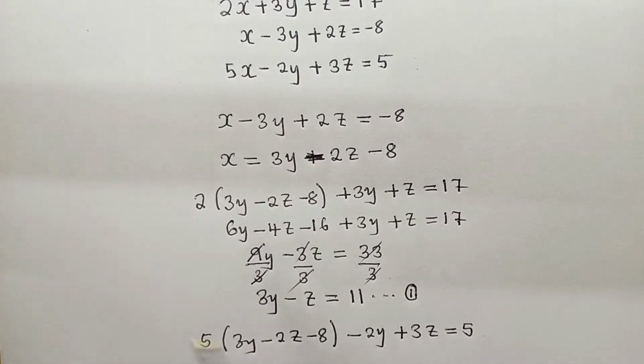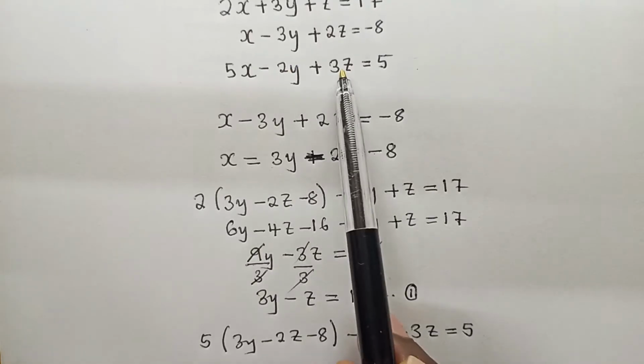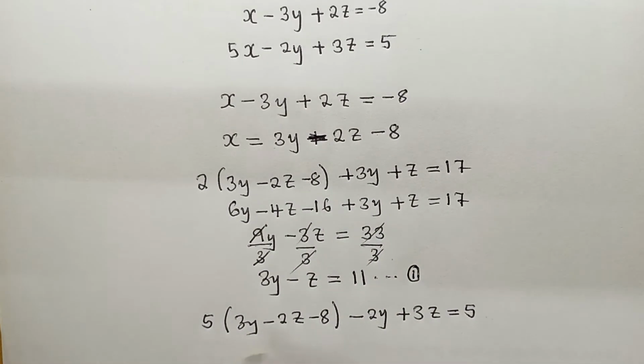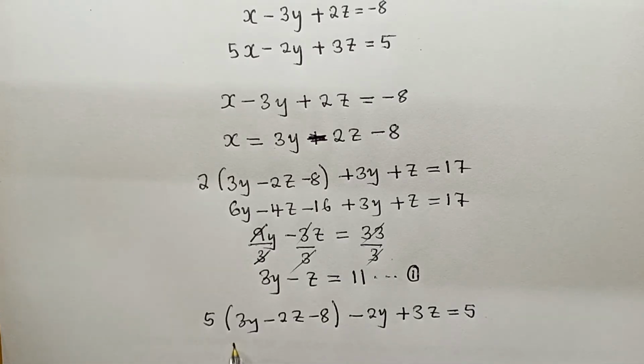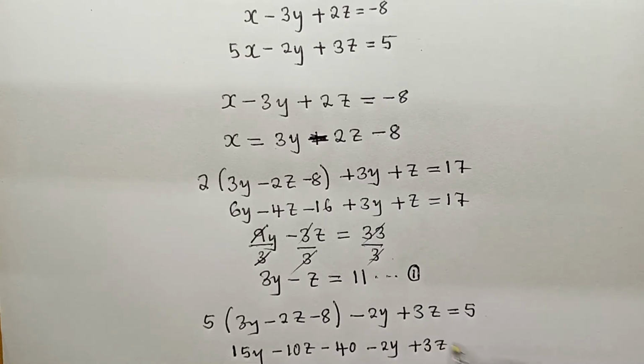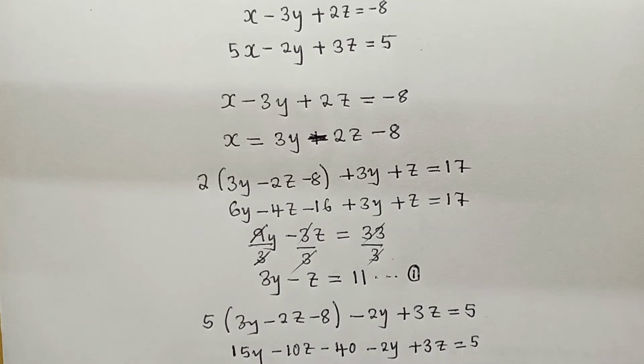So just substitute this x right here, put it where x is here, okay? And you work it out. So you copy this and this and this. This is what I've copied. The next thing will just be to get rid of the brackets. We shall have 15y minus 10z minus 40 minus 2y plus 3z is equal to 5.